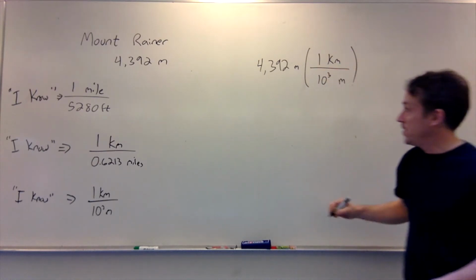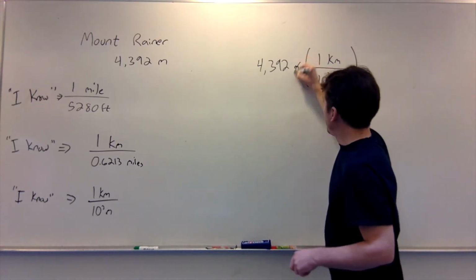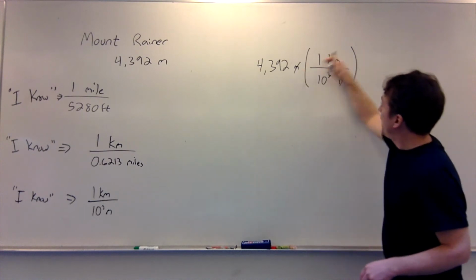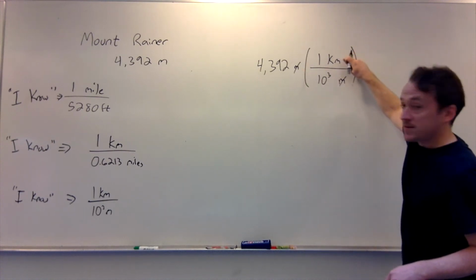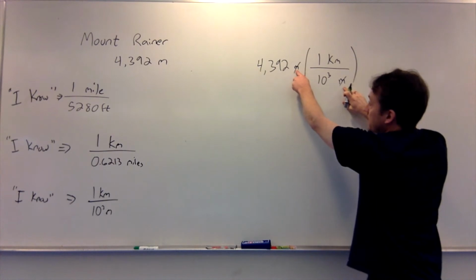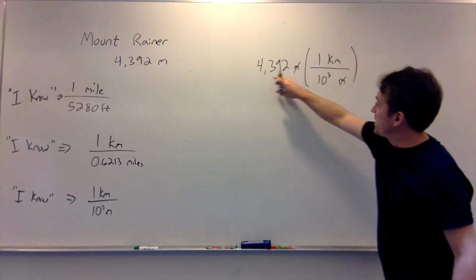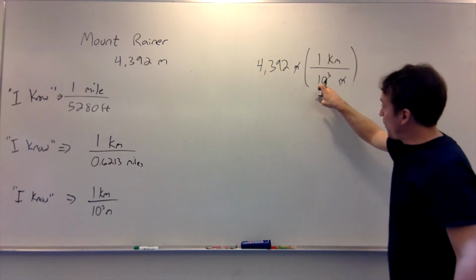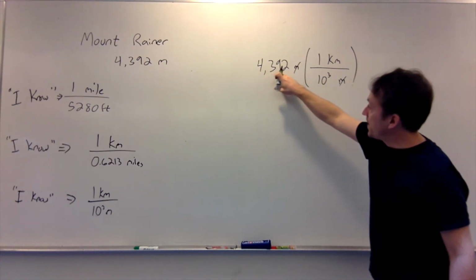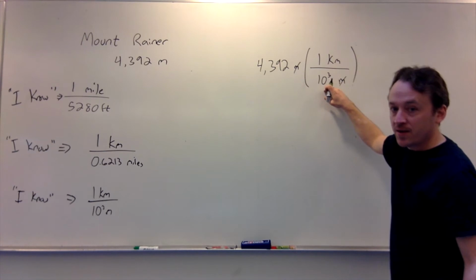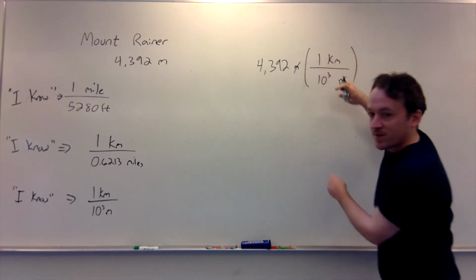So now, this is kind of the key. If I went like this, then my only unit left, because this isn't canceled, these two have canceled, my only unit left is kilometers. So if I multiply this out, which is actually when it's written like this, 4.392 divided by 10 to the third, but it's also multiplying it times 1 over 10 to the third.